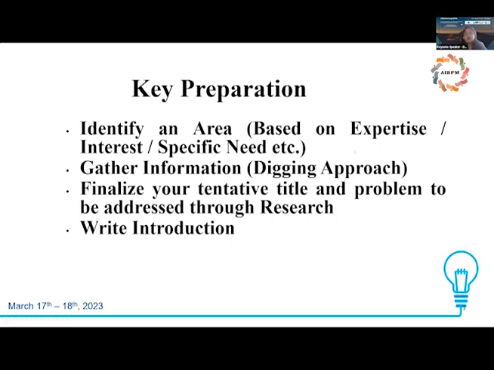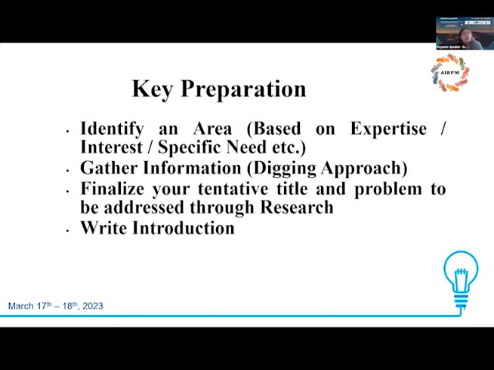So based on that, you can also prepare your paper, and accordingly you will identify an area on which you want to prepare a manuscript. When you're gathering information, you need to apply the digging approach, which means you keep digging more and more, and you reach your final research gap, where you come to know that, yes, I do not want to do the studies which have already been done by previous researchers, and this is the exact thing which I wish to implement.